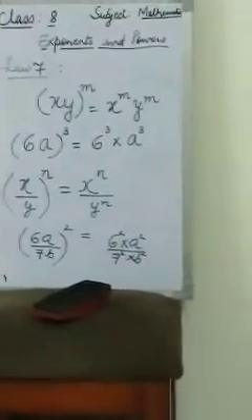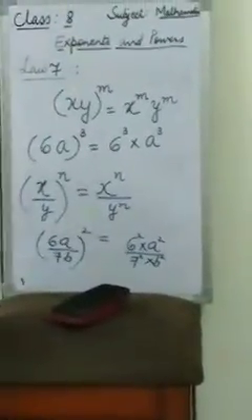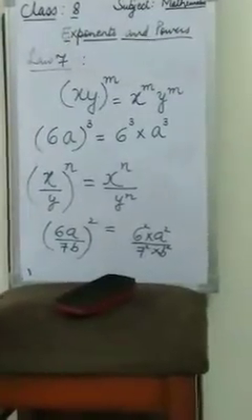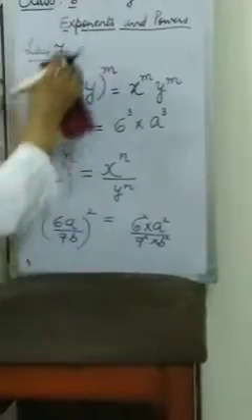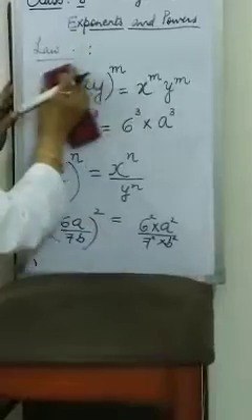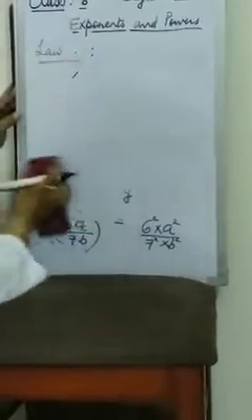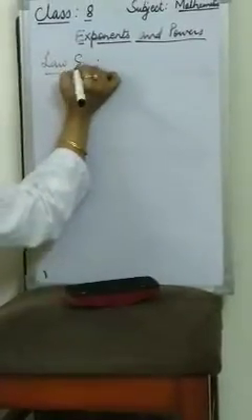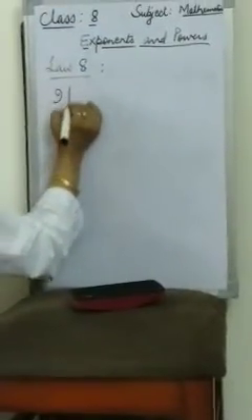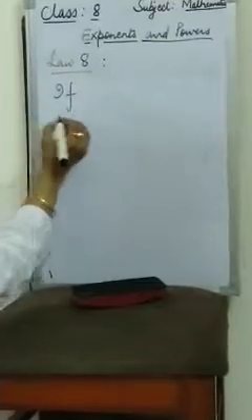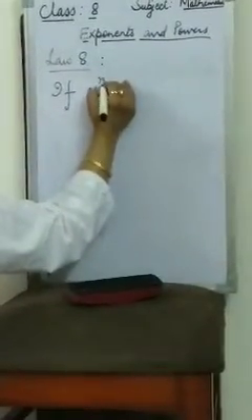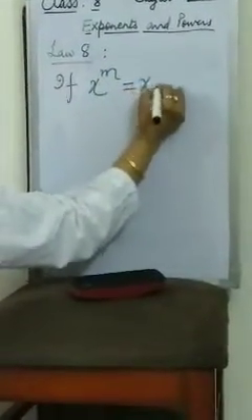Then we come to the last law. If two exponential forms are equal, it's based on the exponential form. If two exponential forms are equal and their base is equal, then their powers will also be equal. Law number 8 says if x to the power m is equal to x to the power n.